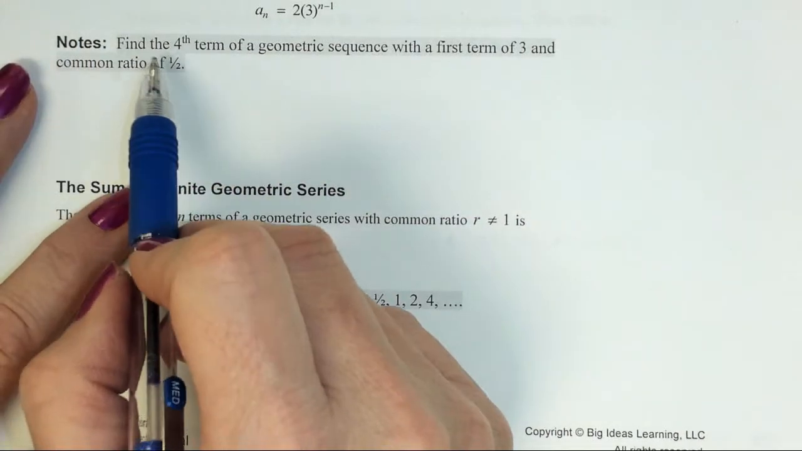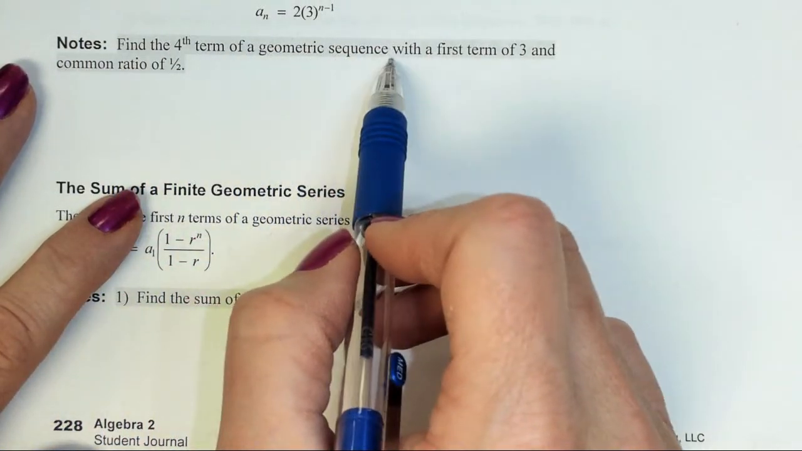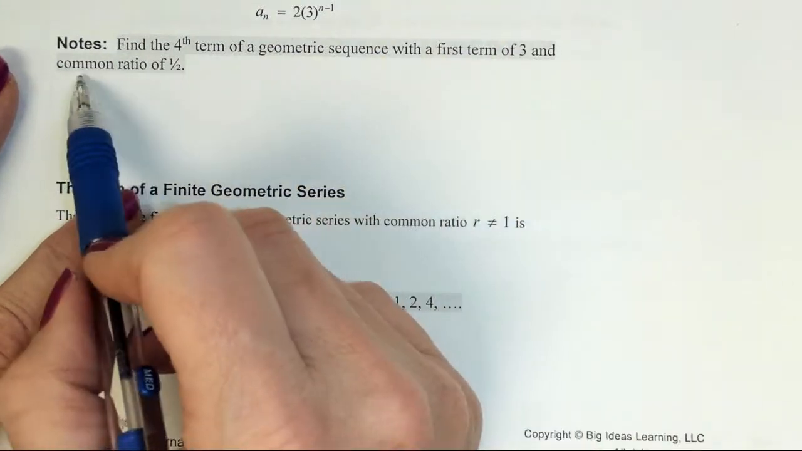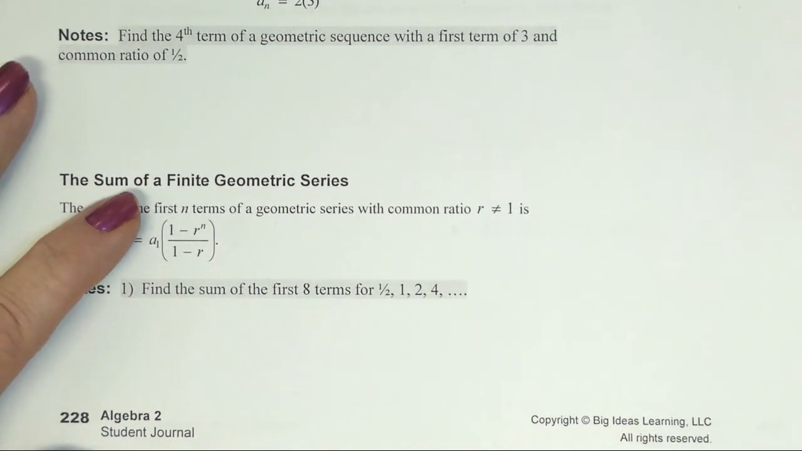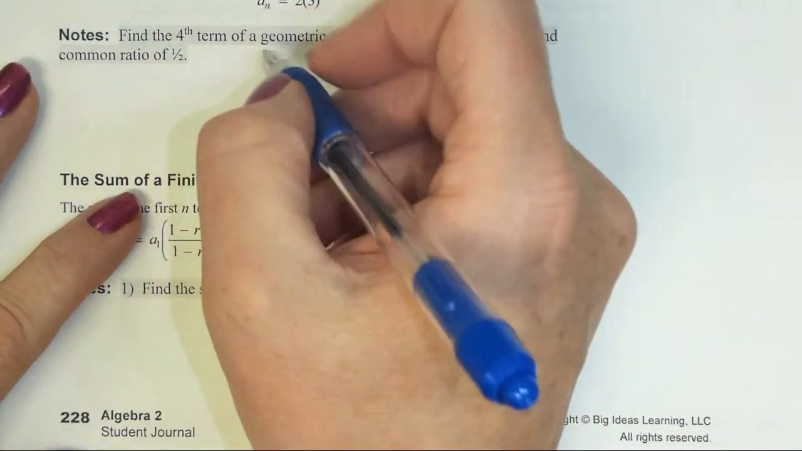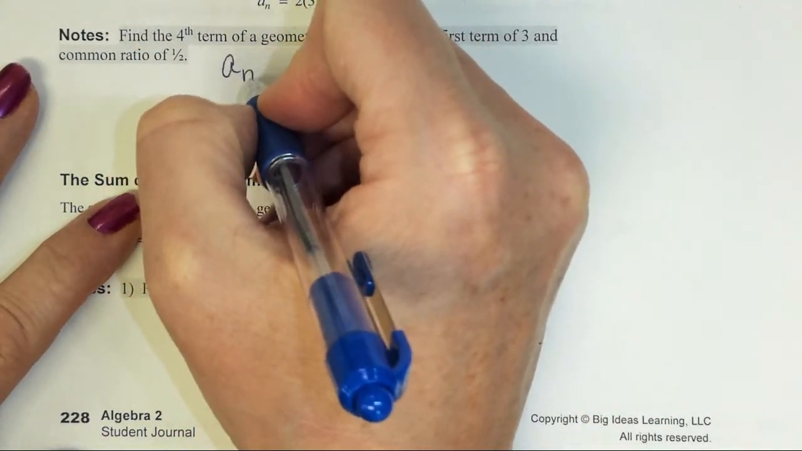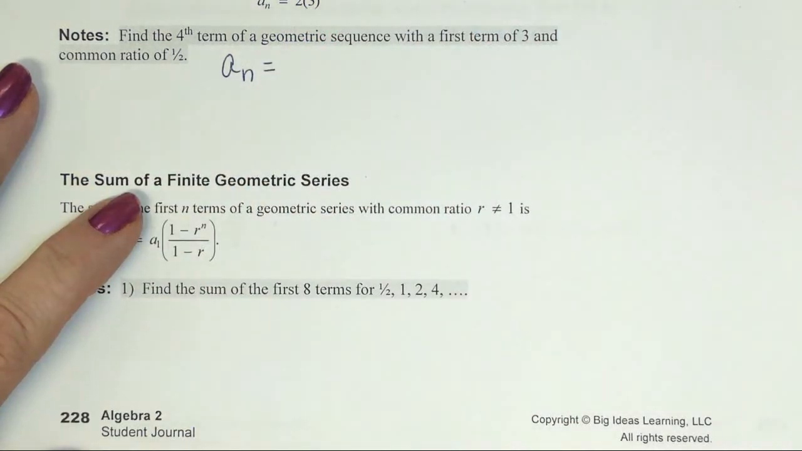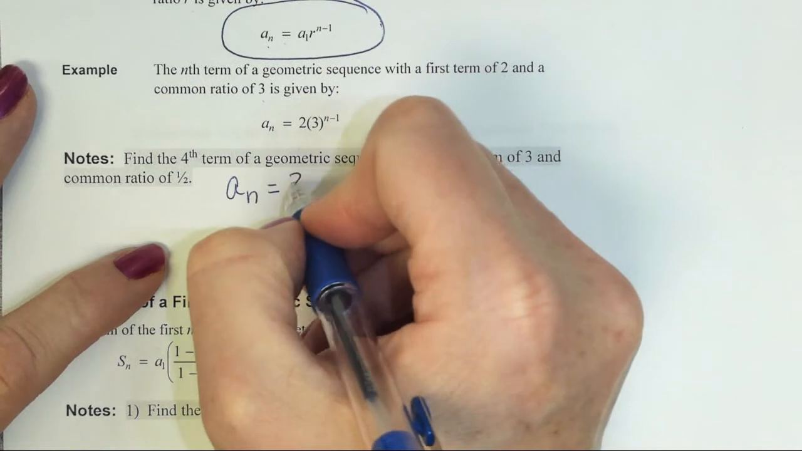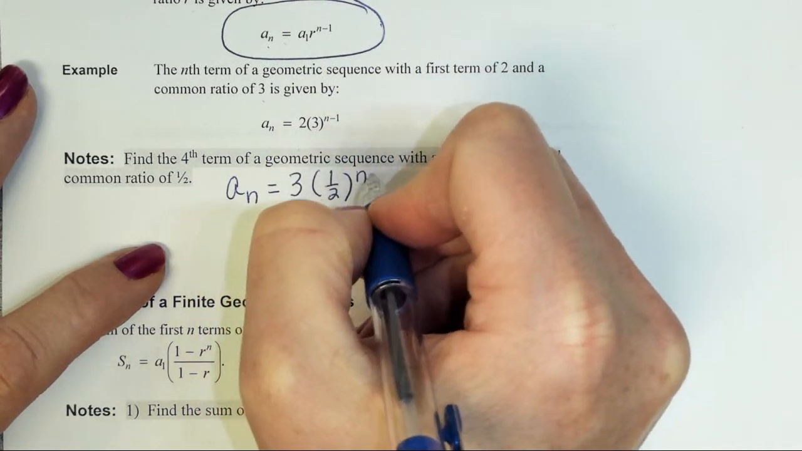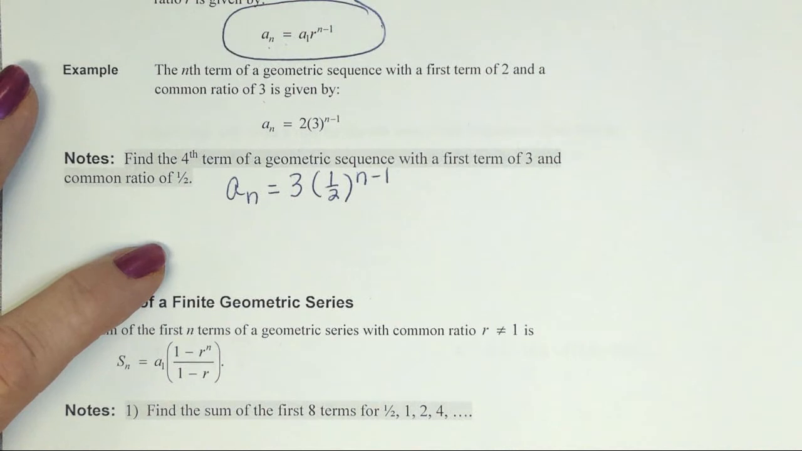All right, so let's try a problem now. Find the fourth term of a geometric sequence with a first term of 3 and a common ratio of 1/2. All right, so first we want to write our rule for this, our nth term. Anybody know what that would be? I have 3 times 1/2 to the n minus 1. Good. Everybody understand why? A sub 1 is 3. Our common ratio is 1/2.